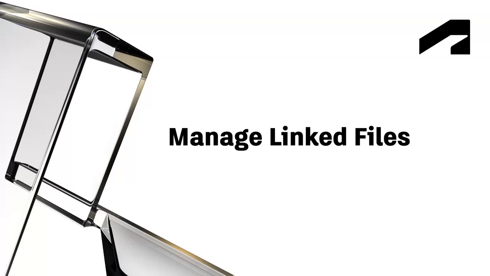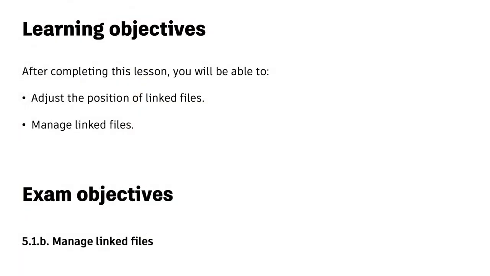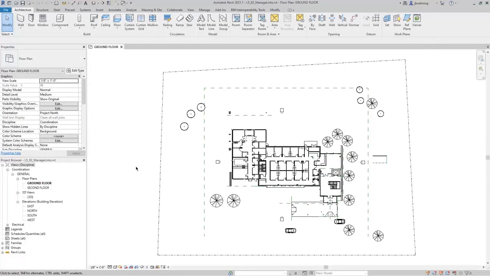In this video, we will cover adjusting the position of linked files and managing linked files. When setting up an MEP project, one of the first things you will do is link the architectural model, and then create levels in the host model to match the levels in the linked architectural model. Or you can use the Copy Monitor tool to copy and monitor levels in the linked architectural model. Another thing you'll want to do is pin the linked model so that it doesn't accidentally move.